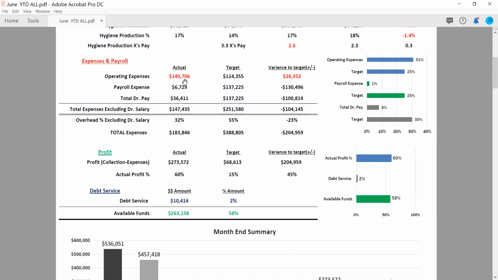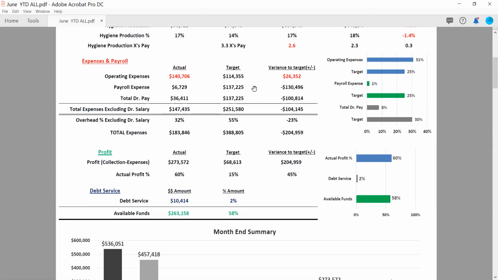As you guys know, we have our two buckets of overhead, which is operating expenses, so all expenses outside of payroll, and then your true payroll expense. As you can see, this is only $6,700 this month in payroll expense, because this is a PPP month, which I'll explain when we get to the scorecard and what our methodology there is. But any normal month, you will see dollar amount, high level for each of these expense item lines, the target amount. As you can see, operating expenses, the target amount is 114 versus 137.